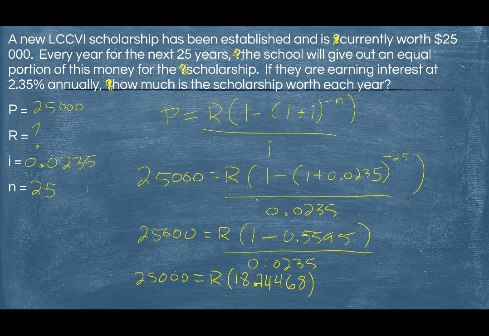So all I have to do now is divide that over there. It's going to be 25,000 divided by that 18.74468. I'm going to type that in now. 25000 divided by 18.74468 equals, and it gives me a regular annual payment of $13,333.71. That is what the annual scholarship would be worth. Not too bad. Anyway, that's how you handle that.